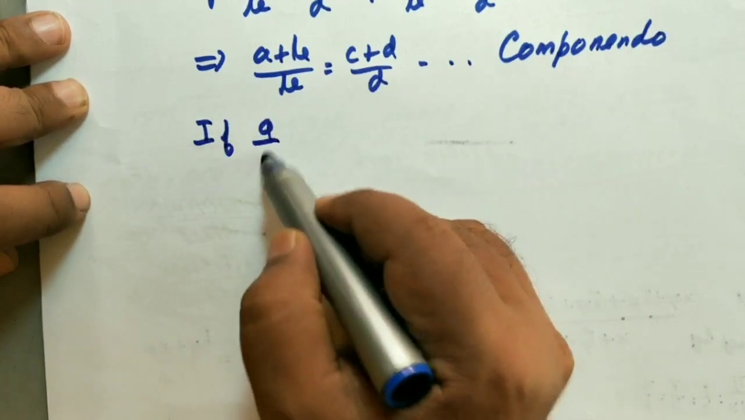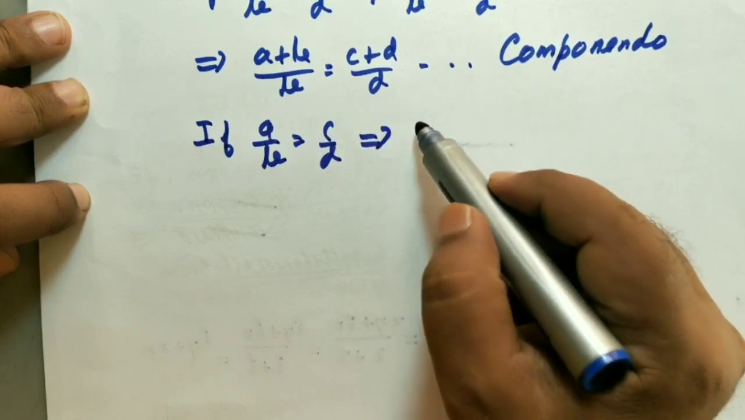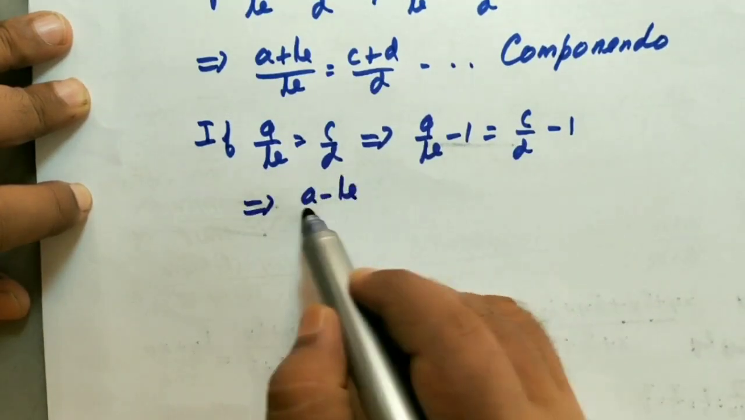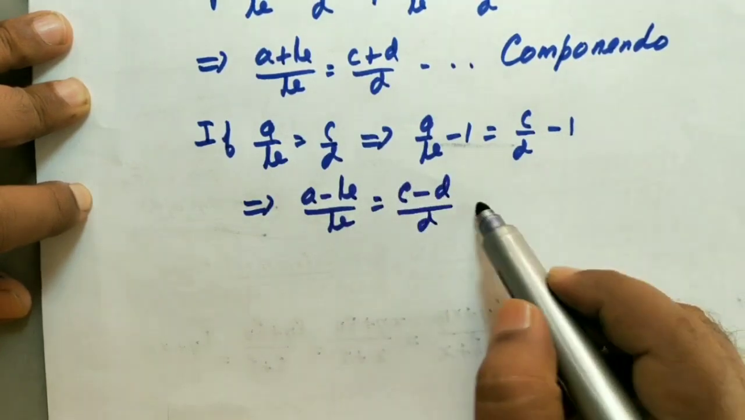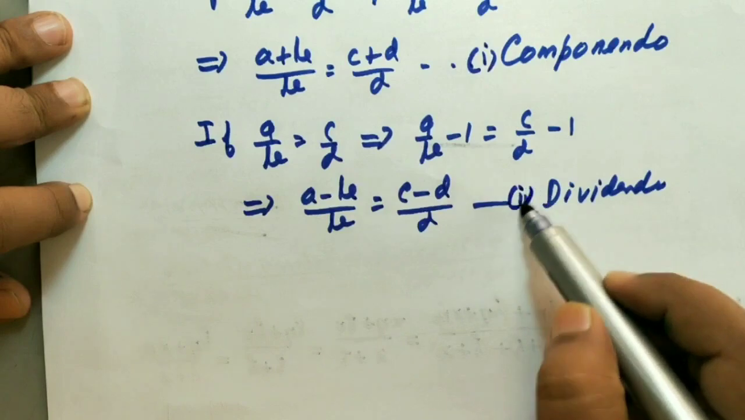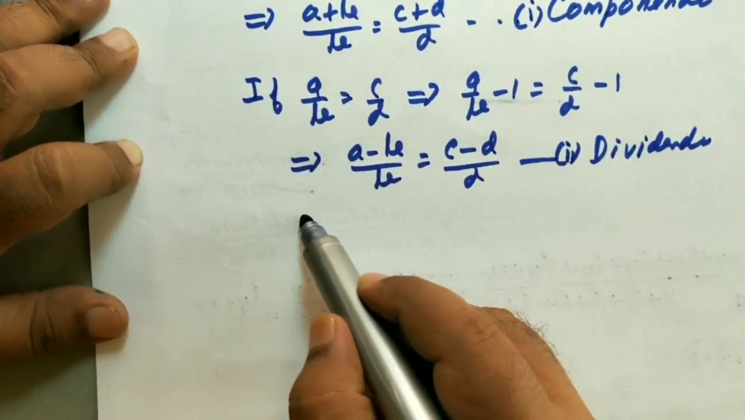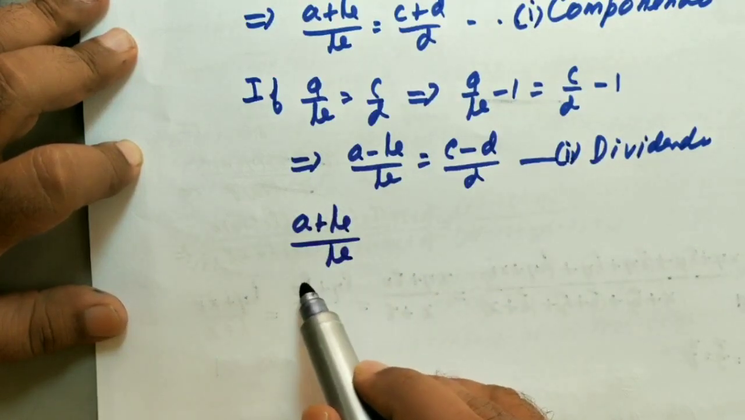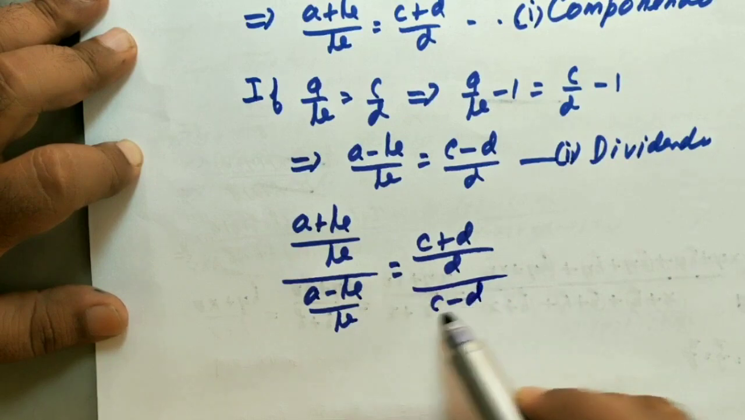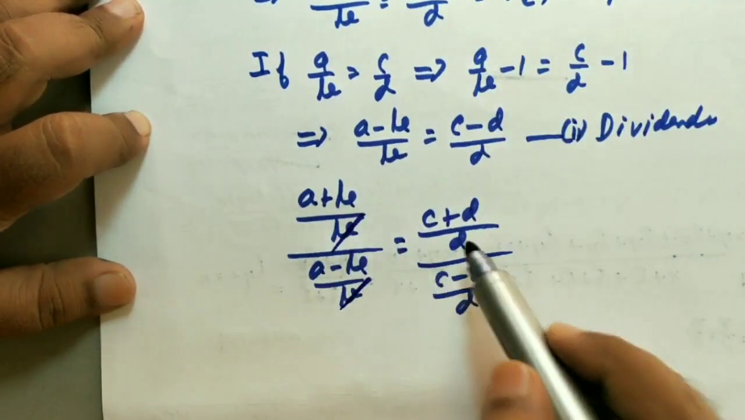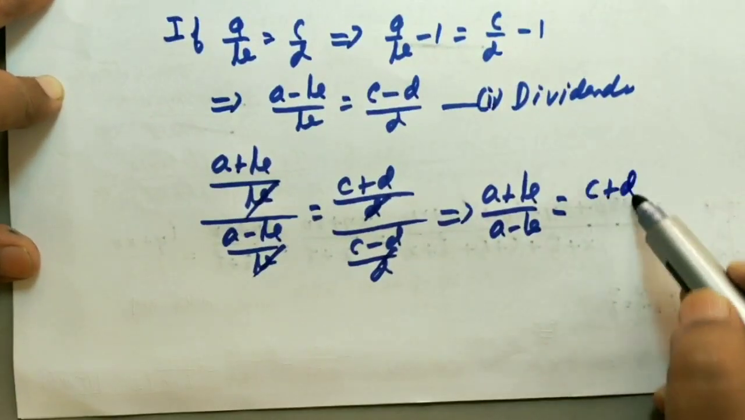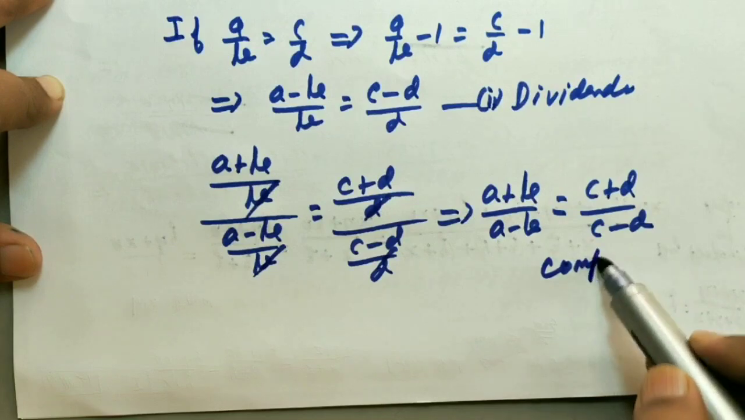Now similarly, if A by B is equal to C by D, and this time I subtract 1 from both sides, what do I get? A minus B by B is equal to C minus D by D. This is called dividendo. Now if I divide the first by the second, A plus B by B divided by A minus B by B, C plus D by D divided by C minus D by D. This by this gets cancelled, and finally I get A plus B by A minus B is equal to C plus D by C minus D. This is called componendo and dividendo.